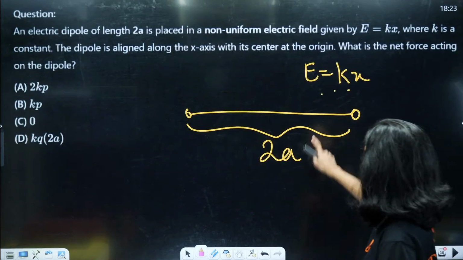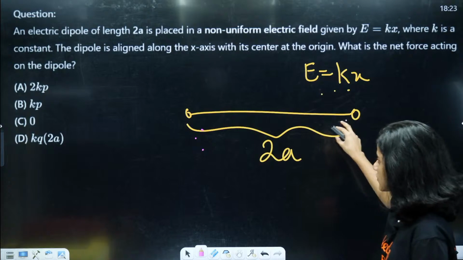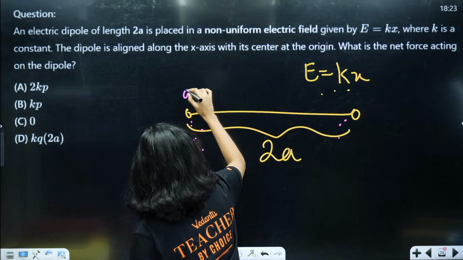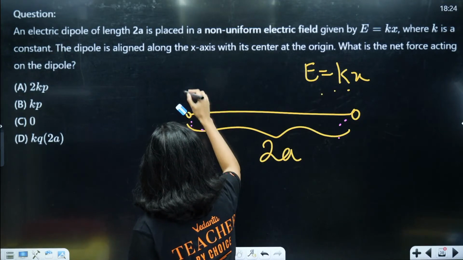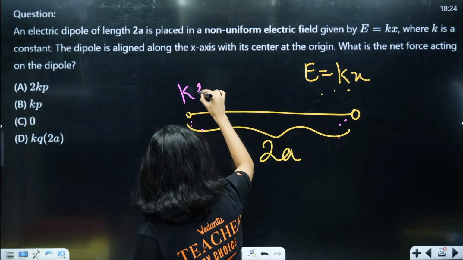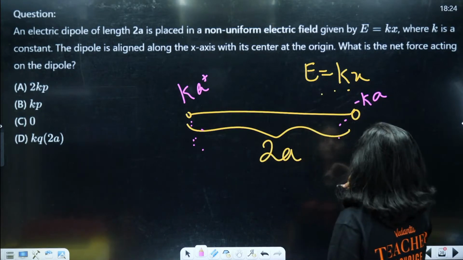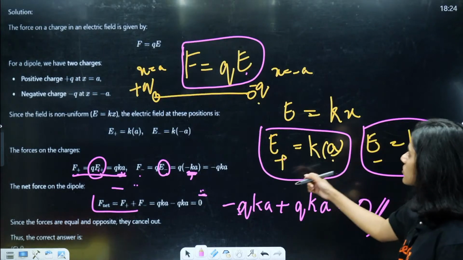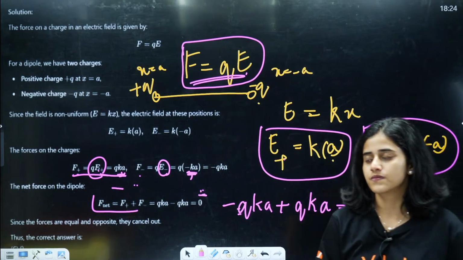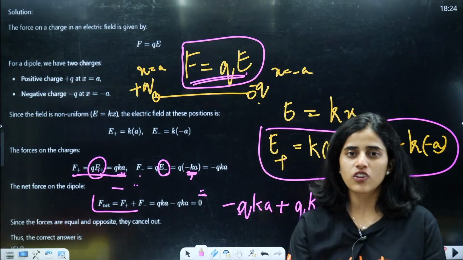So this is very simple. In the question they have given you the electric field is E equals kx. So on the plus charge and the negative charge, here I take the field to be k times a, and k times minus a. Then I substitute that in this formula and then I add the forces. That's all. Is it clear? If it's clear, can you all give me a thumbs up quickly so we can move on to the next question?